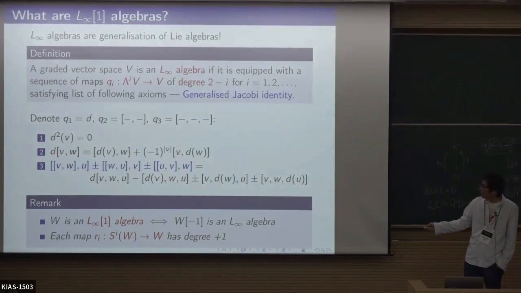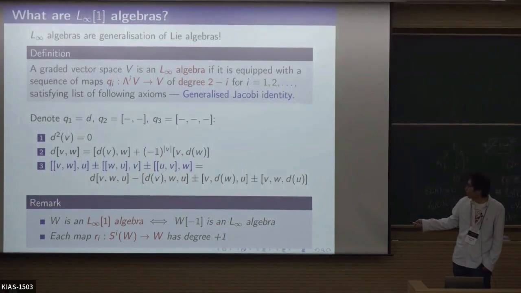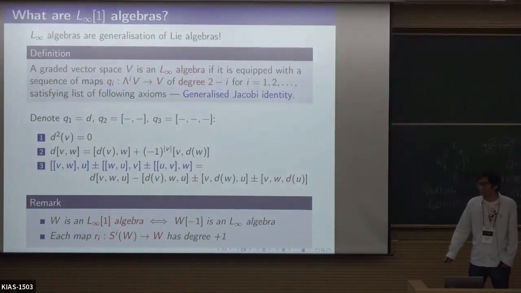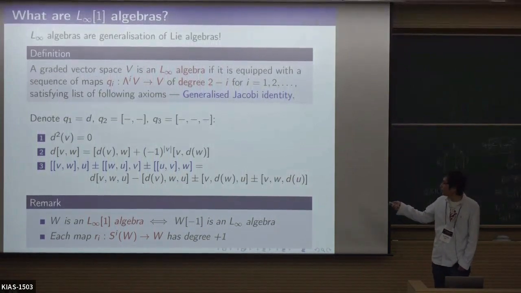And the third condition is that the Jacobiator is 0 up to homotopy. And then there is an infinite sequence of relations involving Q4, Q5, Q6, and so on.